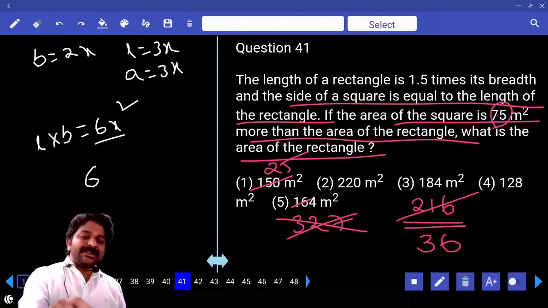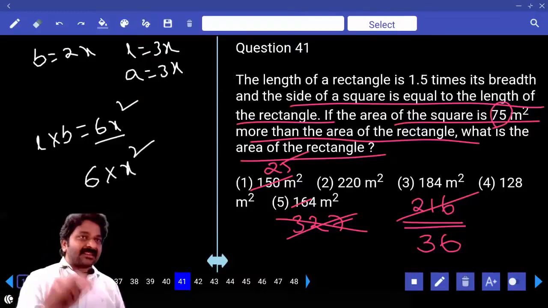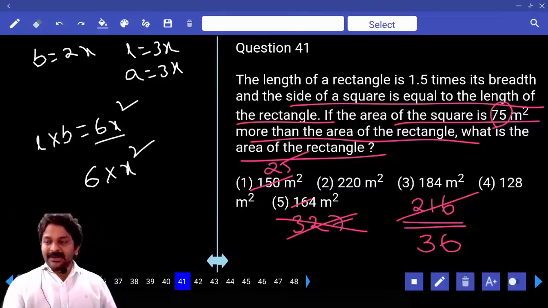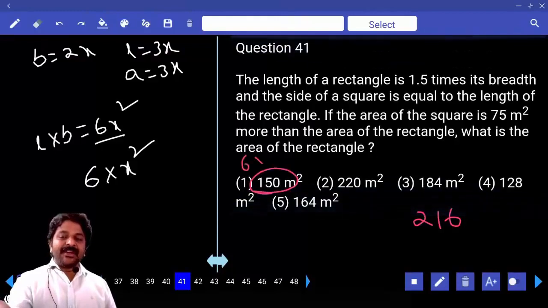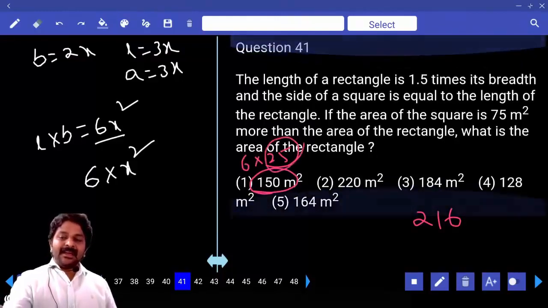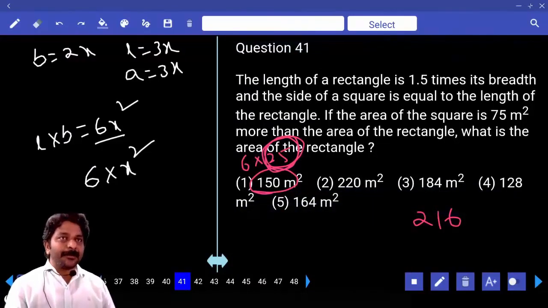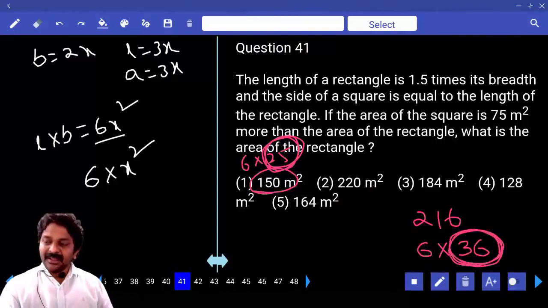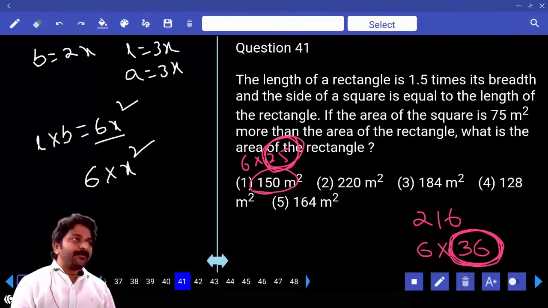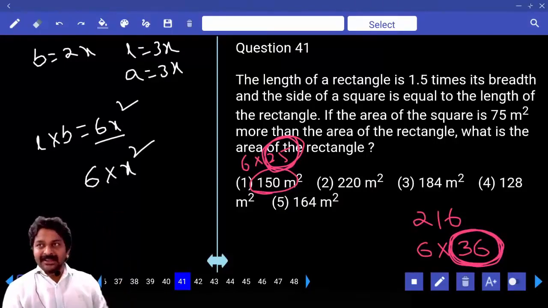Your number must be 6 into x square. Both are possible. If you have 216 also, this is 6 into 36, and 6 into 25 for the other. Is 25 in the form of x square? 216 means 6 into 36. This is also in the form of x square. Clear? But still I can eliminate it.